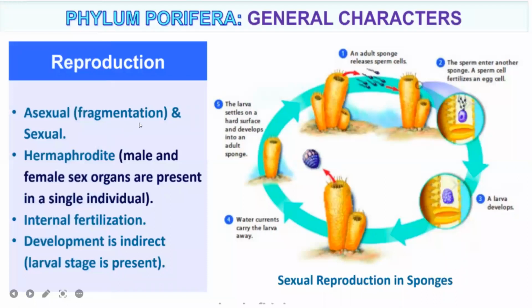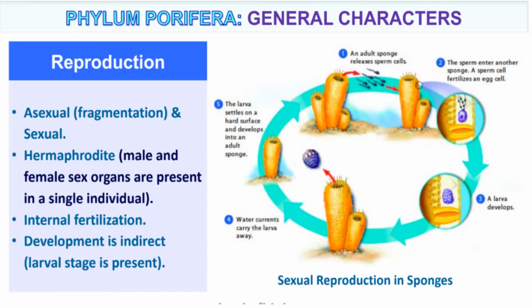Reproduction is asexual by fragmentation and sexual. They are hermaphrodite: male and female sex organs are present on a single individual. Asexual reproduction is by fragmentation, which is forming of fragments, and each fragment will grow into an independent individual. Sexual reproduction is also there. Fertilization is internal, which means inside the body.